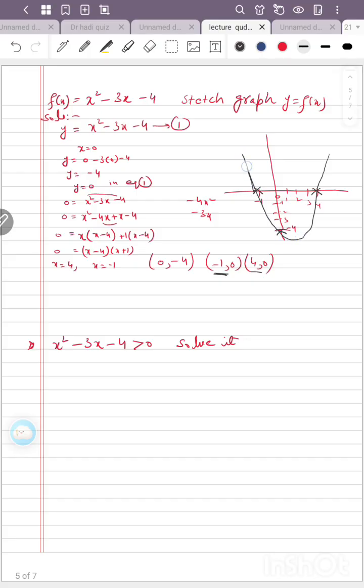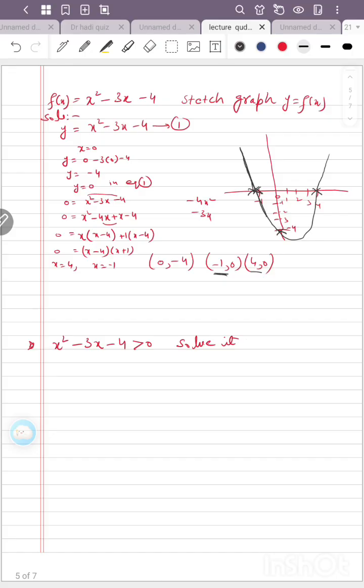Into this way. These are our points. Okay, we just sketched the graph. How do we sketch the graph? It's very simple. Now we will go toward our next part.